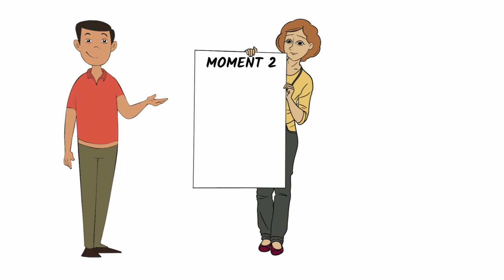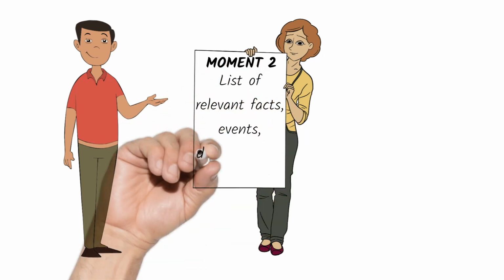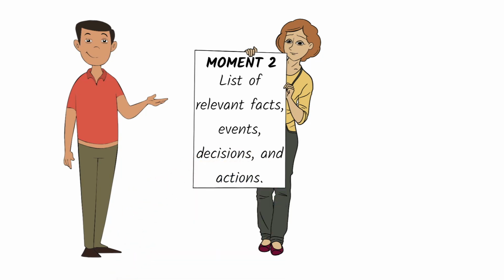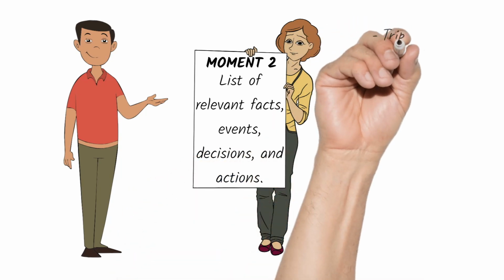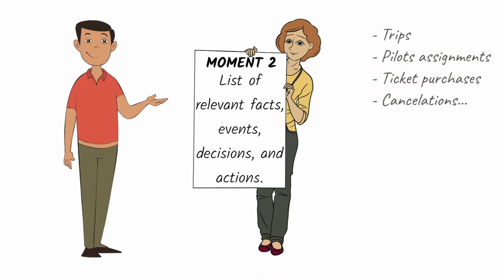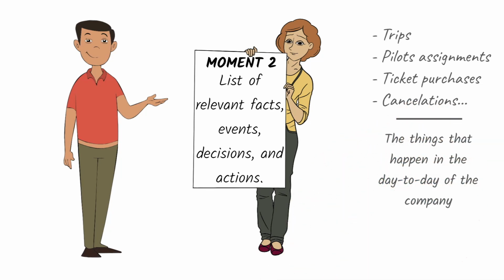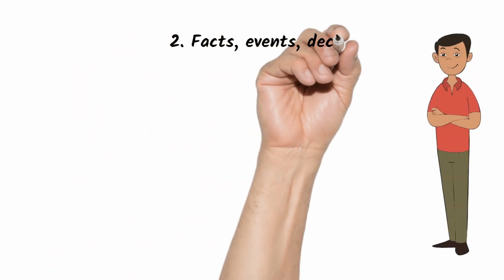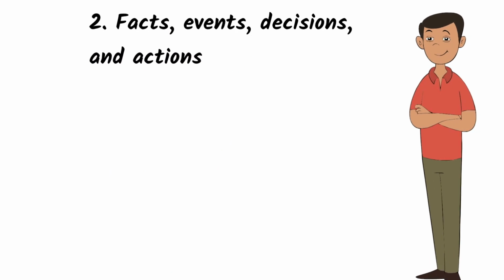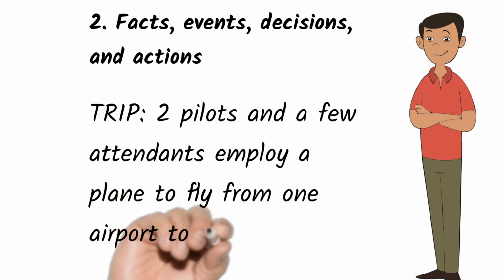It's now the time to ask ourselves, what are the things that happen when everything is working? The second step is to list the relevant facts, events, decisions, and actions. For example, trips, pilot assignments, ticket purchases, cancellations, etc. In short, all the kinds of things that happen in the day-to-day of the company. Let's illustrate it with an example. To do that, we must give a name to the event, then try to define it. Trip. 2 pilots and a few flight attendants employ a plane to fly from one airport to another.